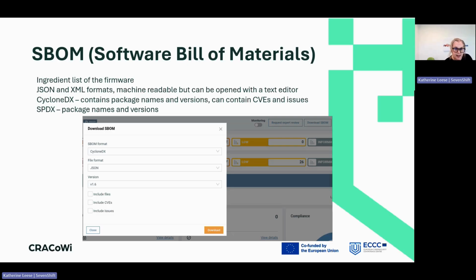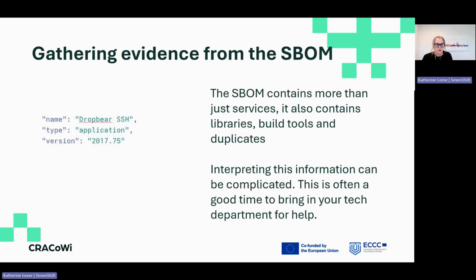We have either CycloneDX, which gives us the option to also use annotations in the SBOM, which is becoming more and more common. So here in this system, we're tracking the CVEs and the issues inside the SBOM. Or we can take the SPDX, which just gives us the package names and versions, which might be easier if you just want a quick overview. So we can get these SBOMs as either JSON or XML formats, and they can be viewed just using any text editor. So here's an example of what we might get out.